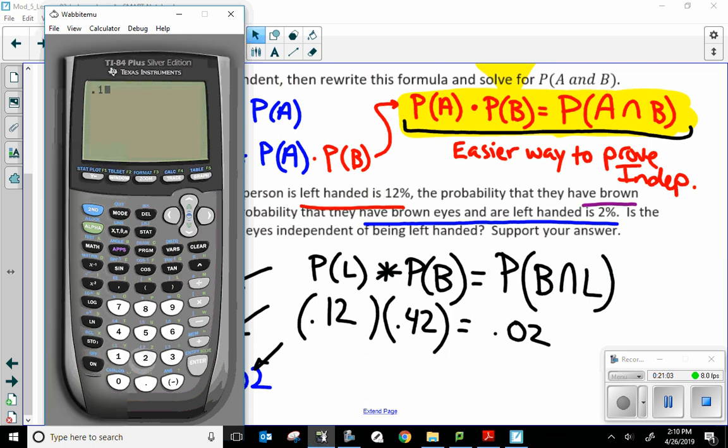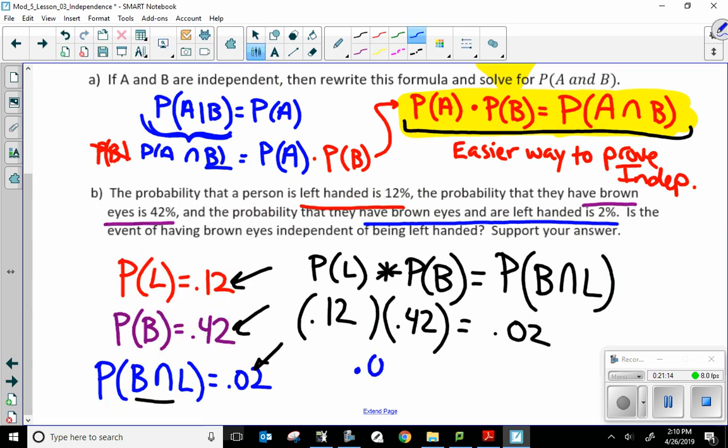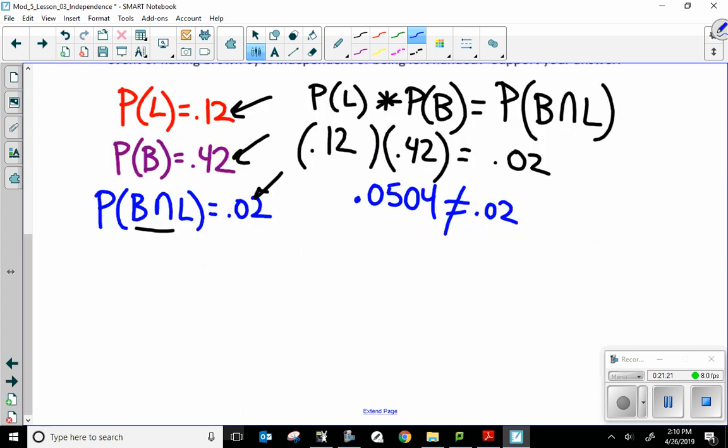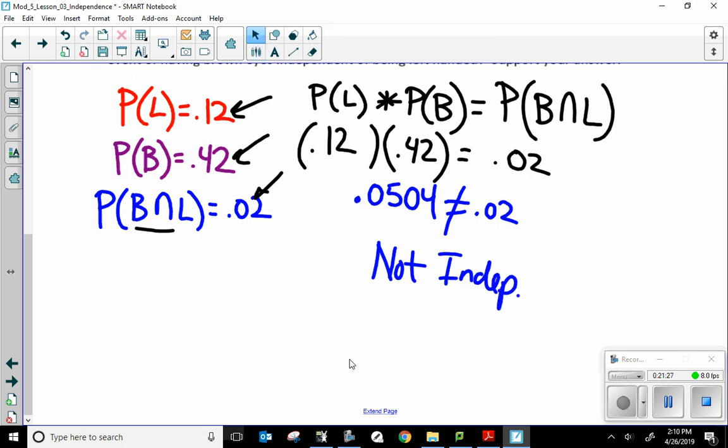0.12 times 0.42. That is 0.0504. Let's cut that off at 2 decimal places. That is 0.05, and I could say 04. Does not equal 0.02. So what does that mean? That means they are not independent. Quite simple, all right? If one thing equals the other, then they are independent. If they are not equal, they are not independent.